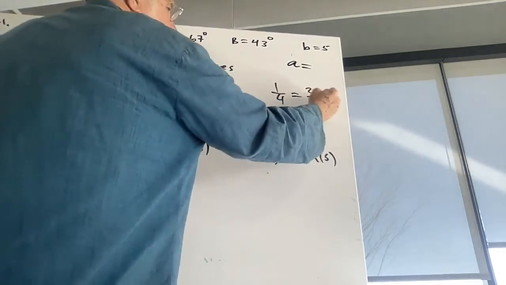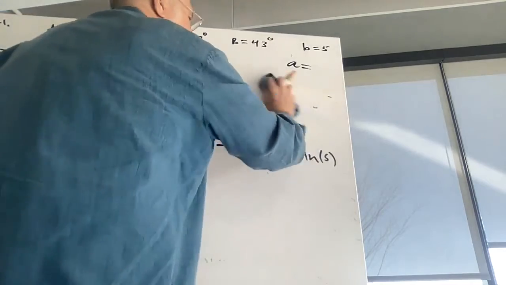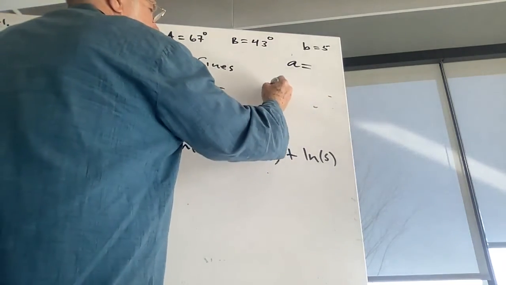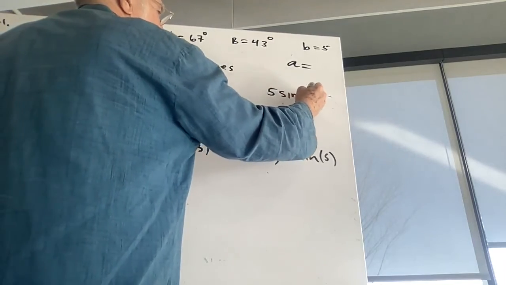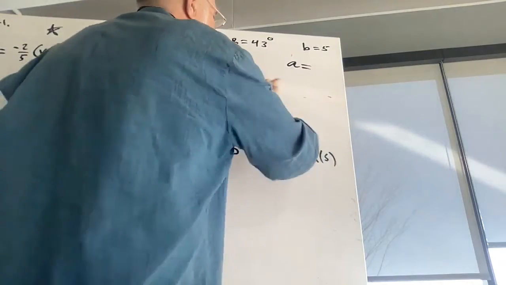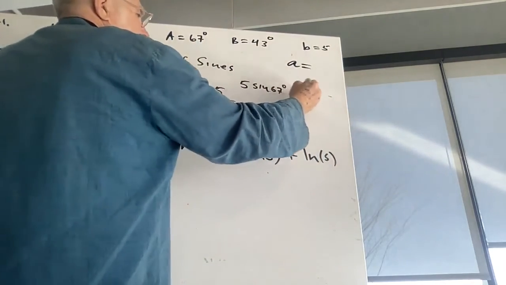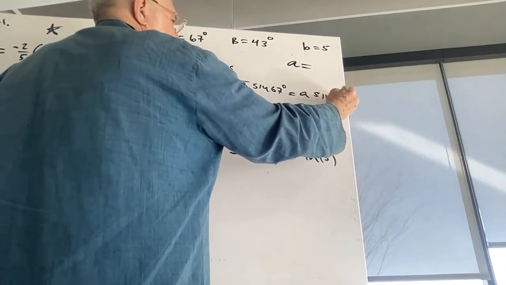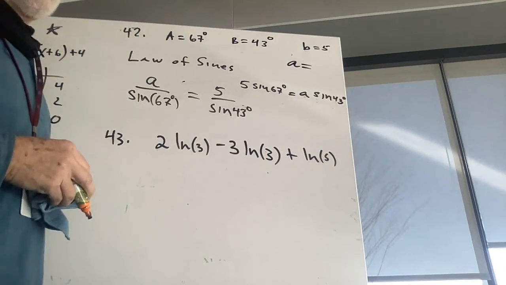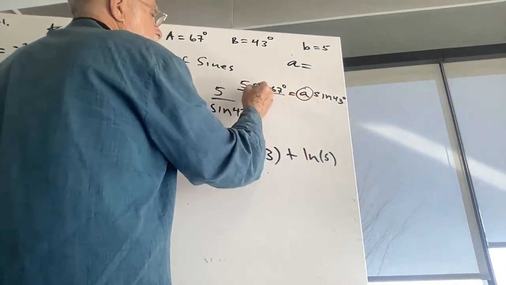1/4 equals 2/8. If that's true, then 1 times 8 has to equal 4 times 2, and it does. So therefore, 5 times the sine of 67 degrees has to equal A times the sine of 43. God, I'm tired. 5 times the sine of 67 degrees equals A times the sine of 43. Can you estimate the sine of 43 degrees? Should be near 0.71, a little smaller. So how do I get A alone? I just divide by the sine of 43.